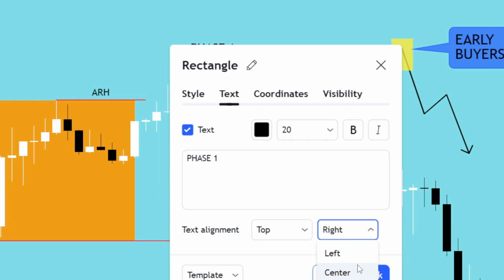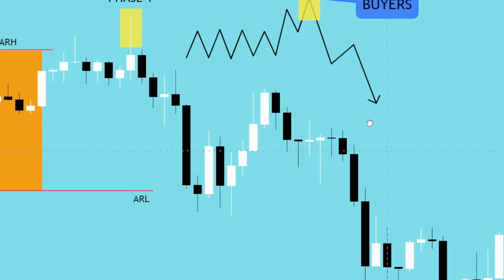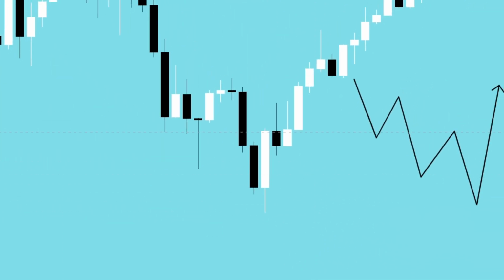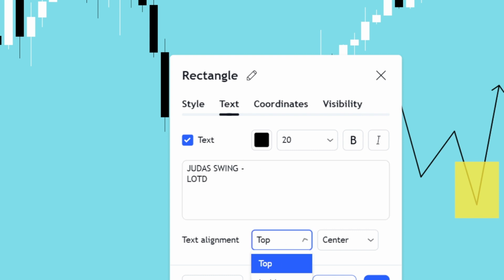Once we've had a phase one manipulation, the next thing, if you've seen any of my previous videos, which I recommend checking out, is that we have a manipulation phase two in the markets. This is commonly referred to as the ICT Judas swing, or the turtle soup, or simply the manipulation. This is what the M stands for in AMD. So this Judas swing over here represents the low of the day, LOTD.